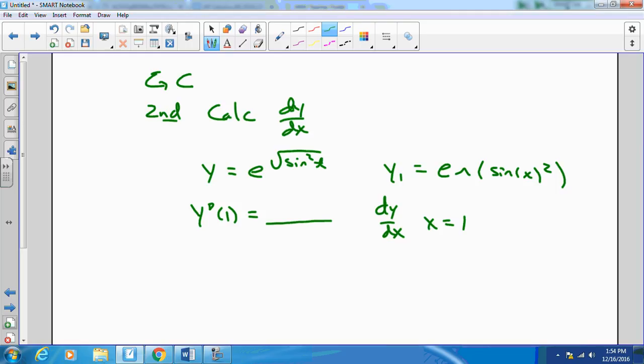Where did the root go? Still root. Oh, I just put it in there. Oh, where did it go? Yeah, you've got to enter the right function. You're right.